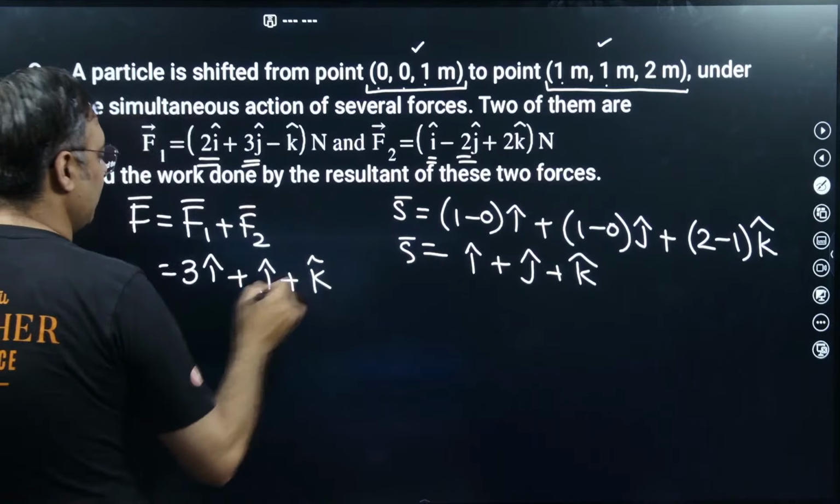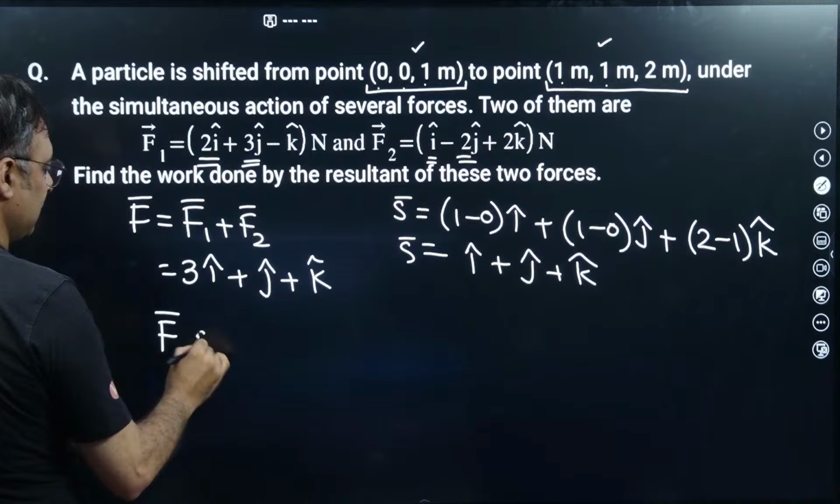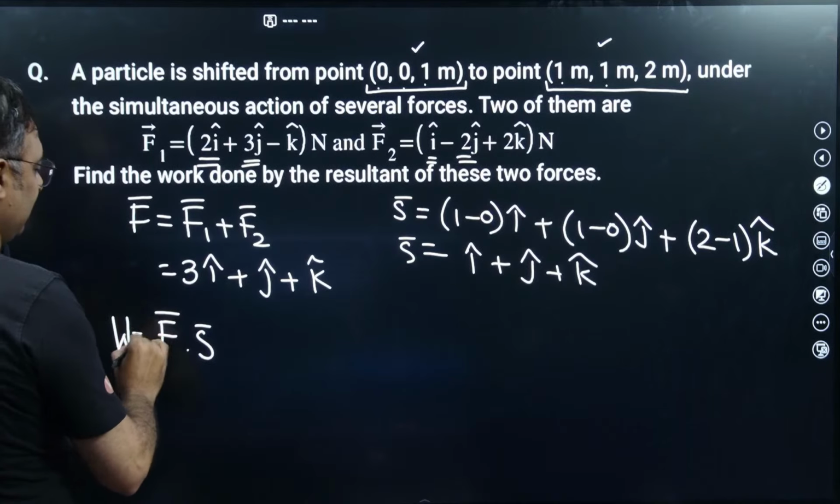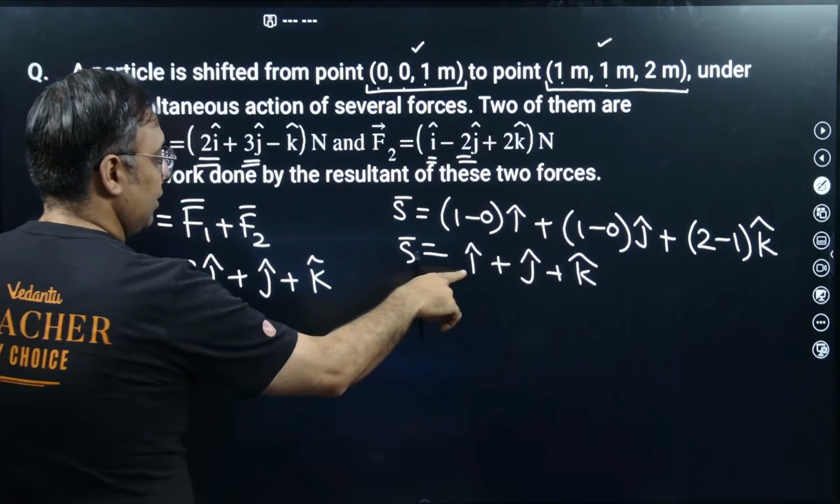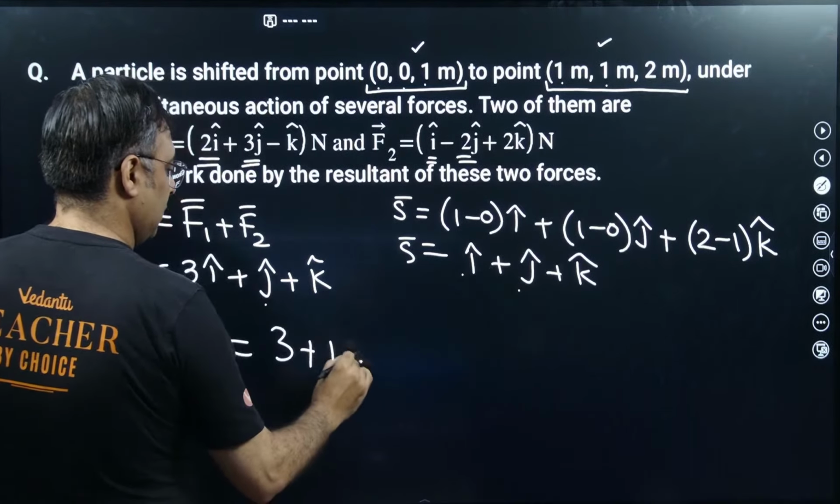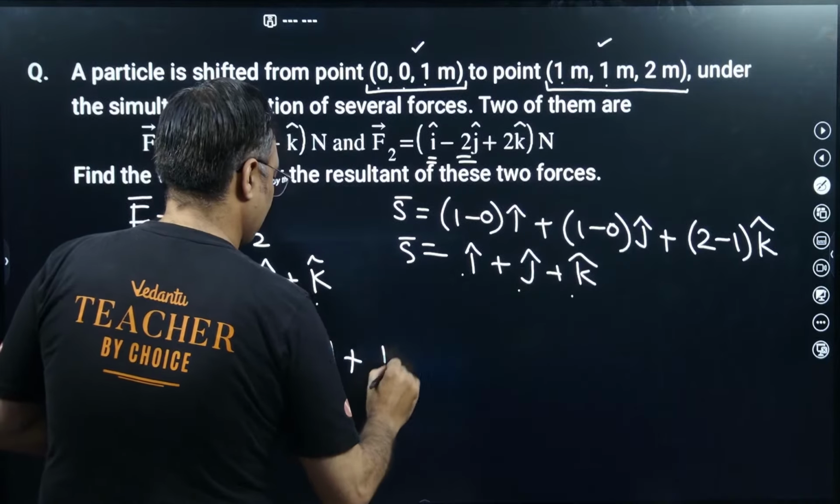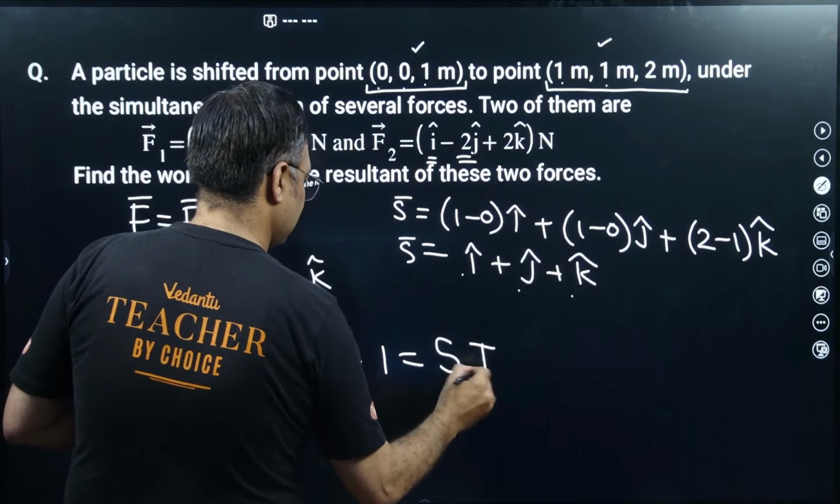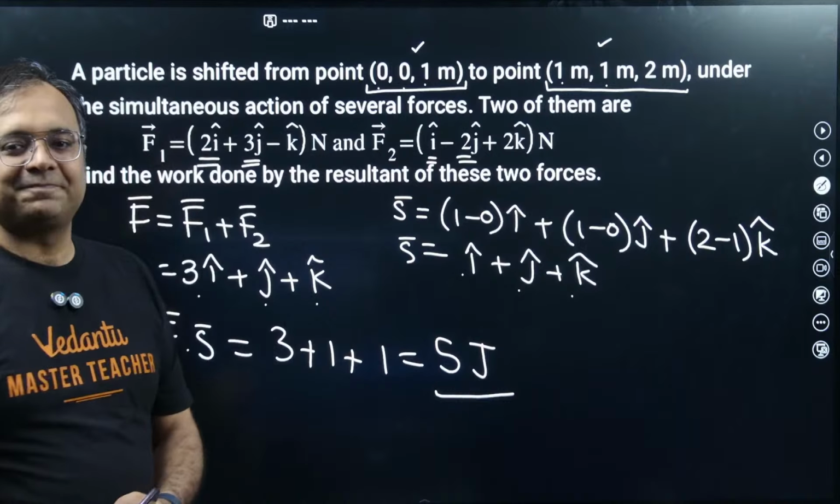Now if you do the dot product F dot S to find the work done, what do you get? 3 plus 1 plus 1. That is 5 joules. And that is your answer.